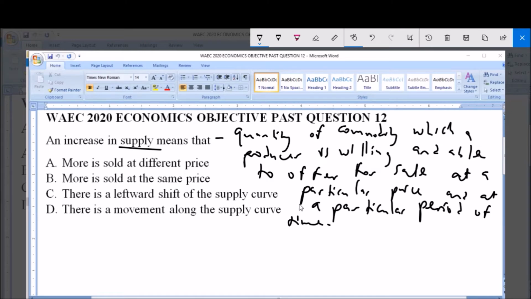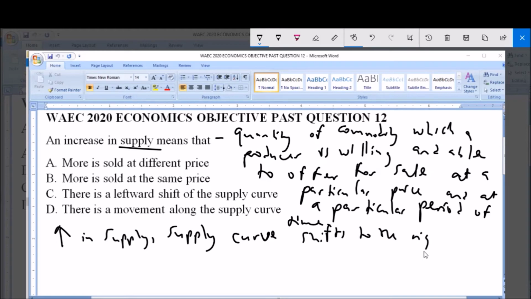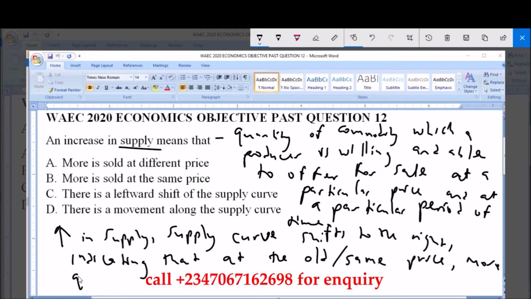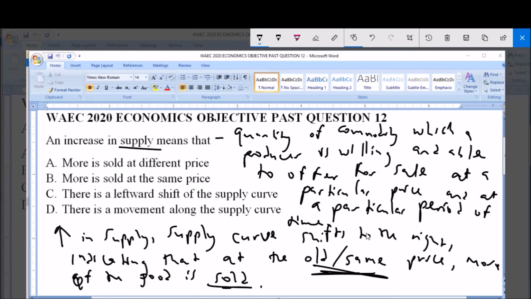Now, when there is an increase in supply, the supply curve shifts to the right, indicating that at the old or at the same price, more of the goods is sold. So more is sold at the same or old price. That is what happens when there is an increase in supply, and it's also indicated by a shift to the right on the supply curve.